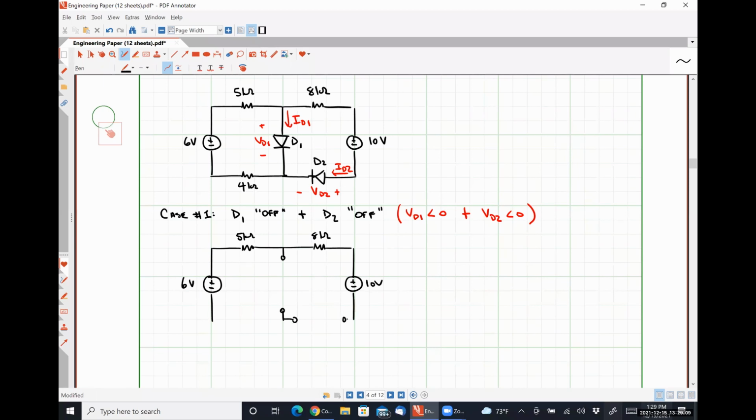This is at least one of the easier combinations to analyze. Not that this one's particularly hard because it's not a difficult circuit. So this is my voltage VD1. This is my voltage VD2. So what's VD1?